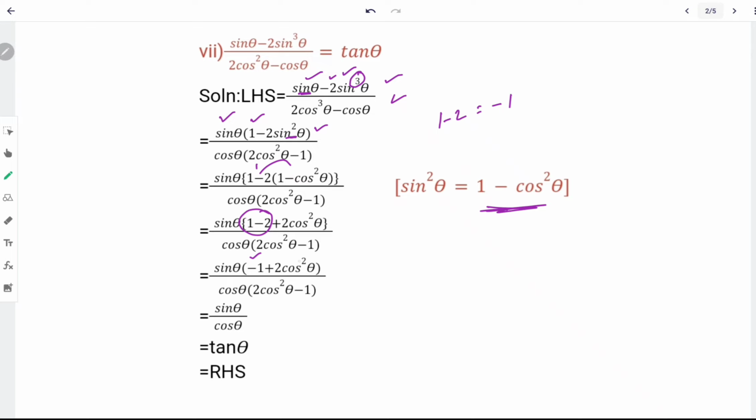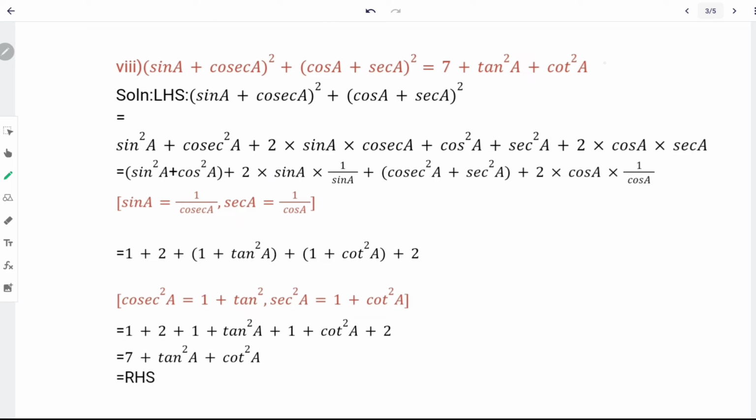All right, so now what we're trying to do is we're trying to divide it. Can you see minus 1, then 2 cos square theta, 2 cos square theta, they are the same, right? Which means that we can cancel this and this. We'll be left with what? Sine theta by cos theta, which is equal to tan theta, or we get the right hand side, right? The answer.